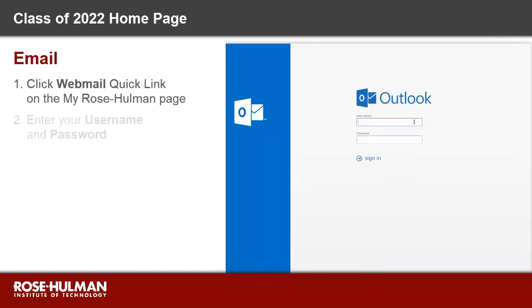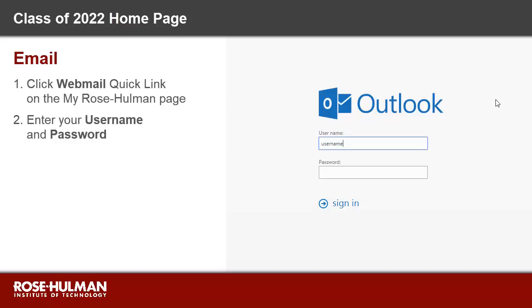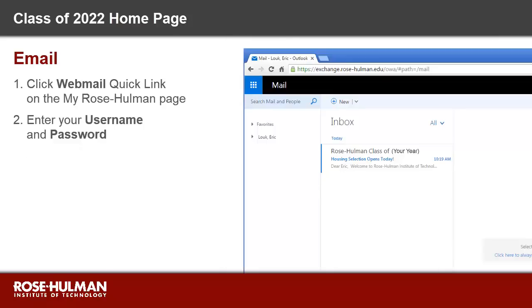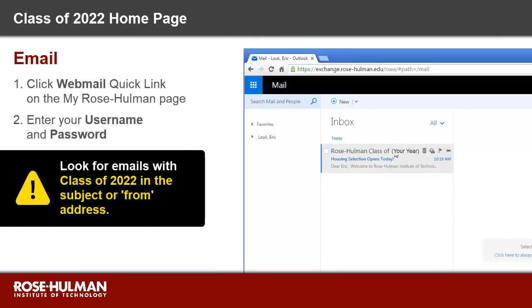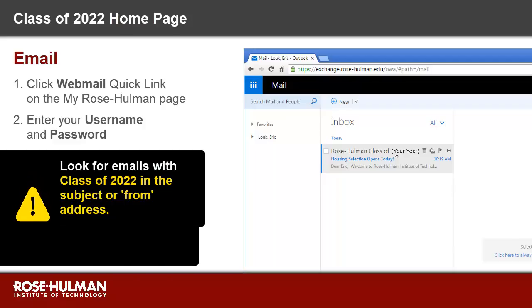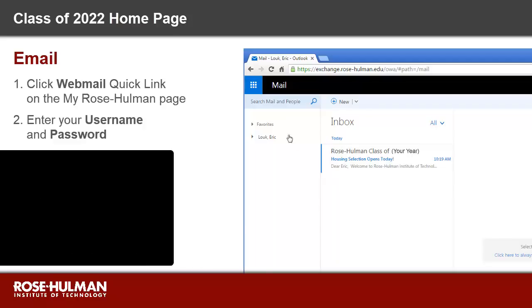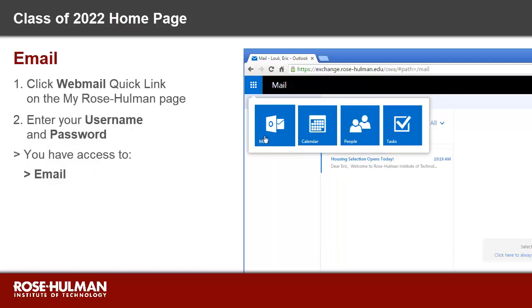From here, enter your username and password. You will not need to enter the @rose-hulman.edu email suffix. Once you are logged in, look for emails containing your class year in the subject or from address. These emails are important notifications and deadlines, so please pay special attention to these. Along with email, you can access your calendar, contacts, and reminders.